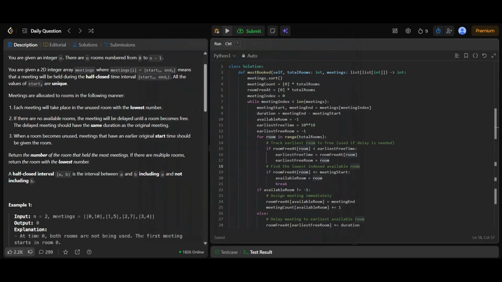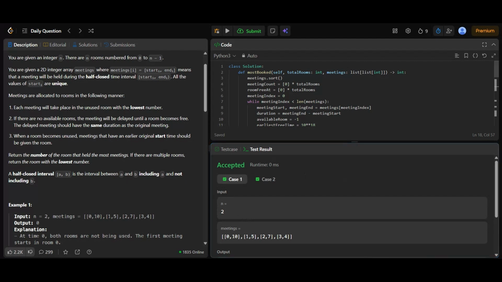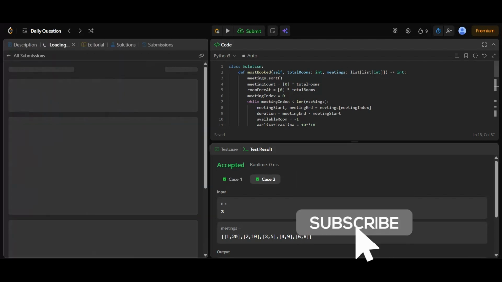Alright, logic is in place. Rooms tracked, delays handled, rules followed. Let's run this against the test cases. Everything looks clean. Sorting done, room allocation simulated correctly. Now let's submit the solution and there it is, accepted. All test cases passed successfully.